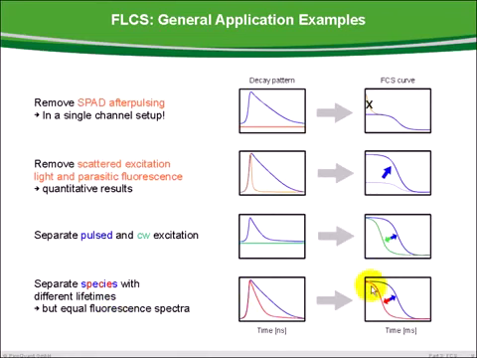Cross-correlation measurements are therefore possible with one excitation laser and one detector. Problems are avoided which are due to different excitation wavelengths in dual-color cross-correlation measurements.